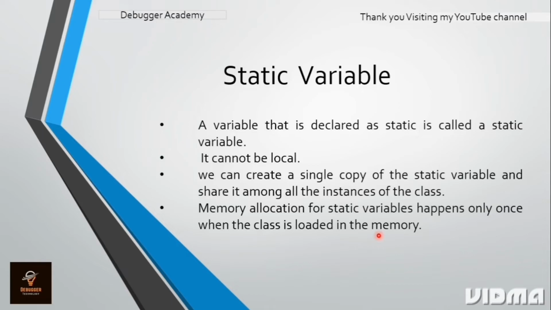So static variable memory is allocated when the class is loaded. When the class is loaded, it will automatically allocate the memory for the static variable. So this is a very important question: how can we allocate a static variable's memory? It is loaded automatically when the class is loaded in memory. And we use the static keyword to declare the static variable. Now I'll explain these variables with the help of an example. So let's start the practical part.